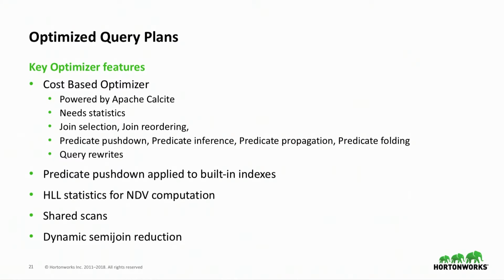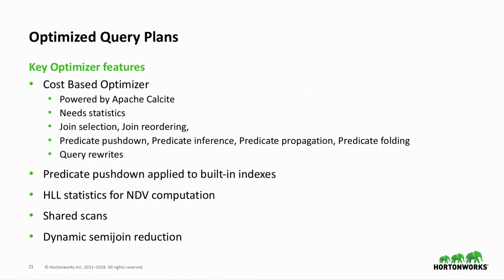So we can scan less data, or we can filter data at the source before it goes through the operator pipeline. Also, there is a lot of general query rewrite, like union rewrites and subquery rewrites. These are things that people in the database world are very familiar with. It's all part of the Hive CBO.